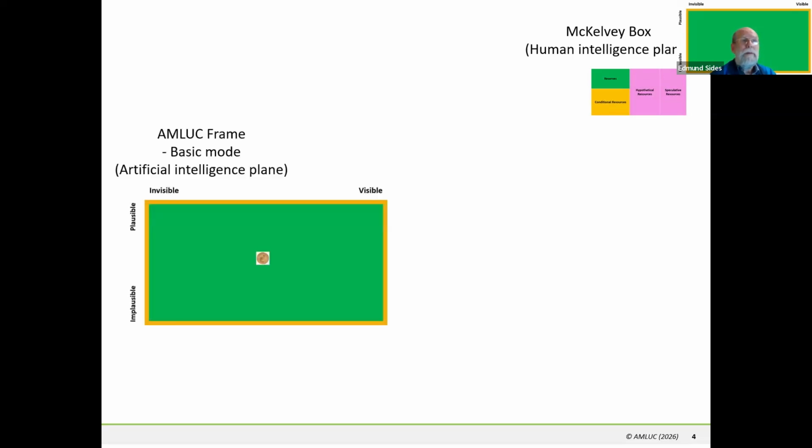In fact, they suggest that a third axis needs to be introduced to handle the quantification of the use of artificial intelligence in developing mineral estimates. This was explained as follows. The McKelvey box is a relatively simple construct based mainly on simple human reasoning, so it is considered as representing the human intelligence reference plane. On the other hand, the basic AMLUC frame uses complex quantitative measures and is considered to represent the artificial intelligence reference plane.